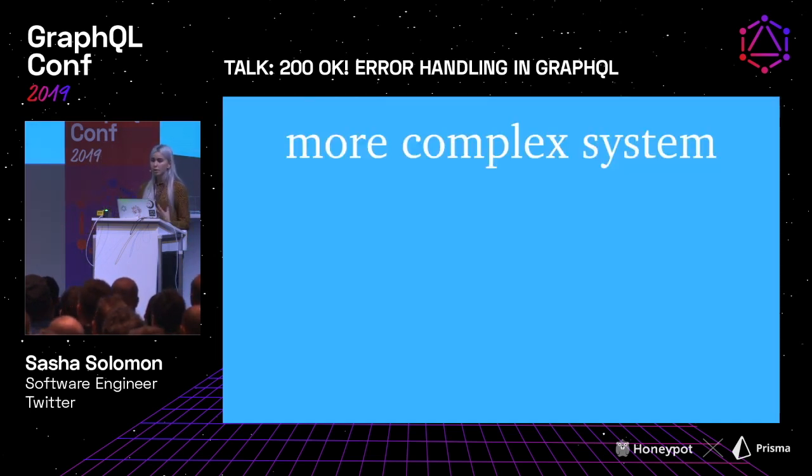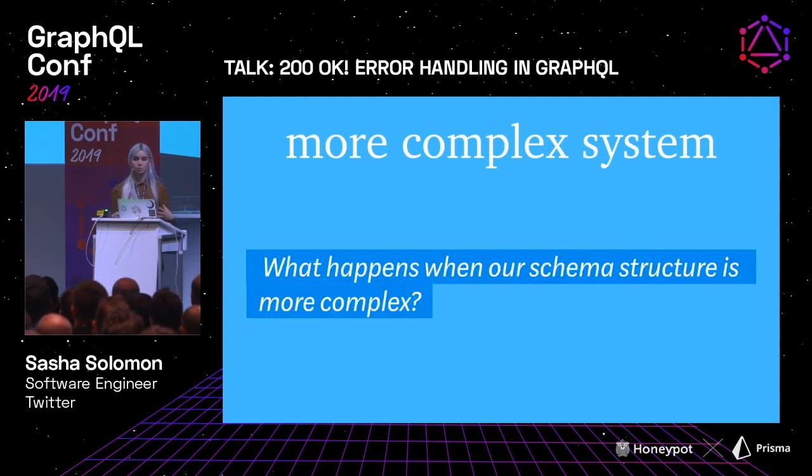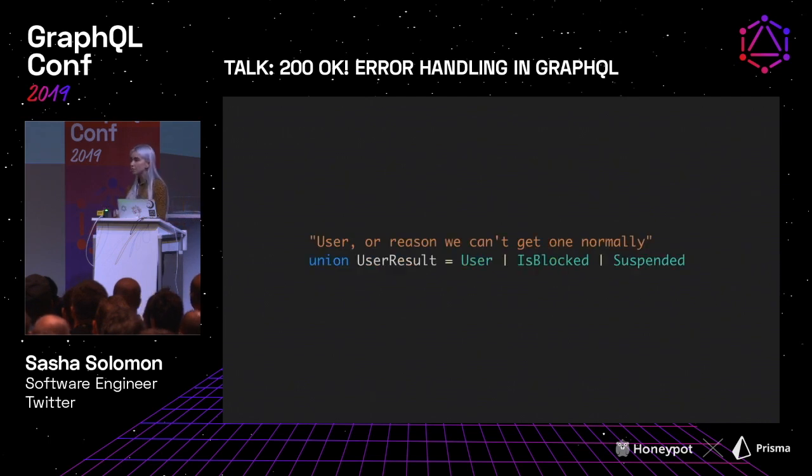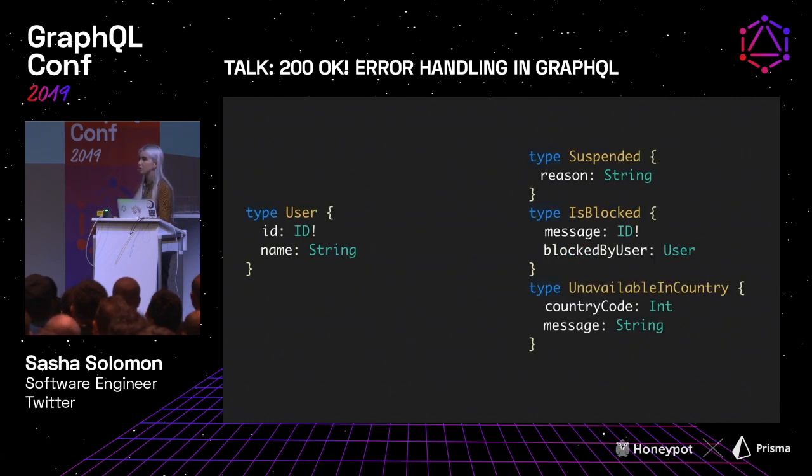But what about a more complex system? What can we do with this? What happens when our schema structure is more complex? Can we put all of these union types in there? Well, let's take a look. So we have what we had before. We have our user, or the reason we can't get one normally. That's our sweet union user result. And then we have this code that we had before in our SDL. So let's add some new stuff.